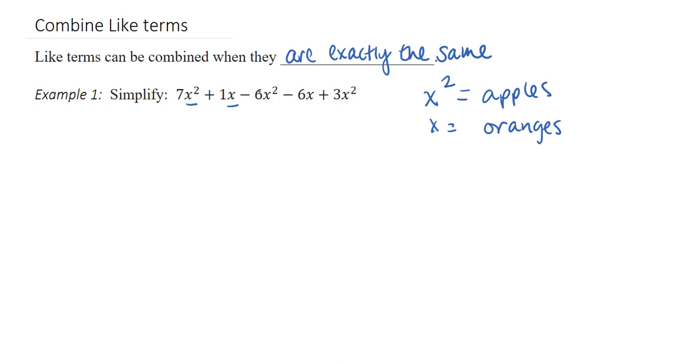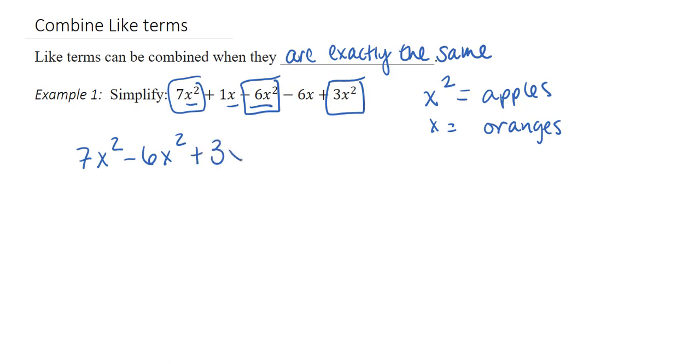Then we're going to go minus. Let's group up and put all the apples together, because we can only combine what's exactly the same. So we can combine this one and this one and this one to each other. So we have 7x squared minus 6x squared plus 3x squared. Then we have these two, so we have plus 1x. We want to make sure we always include all the signs that it has right before it.